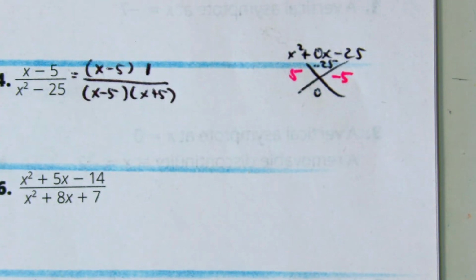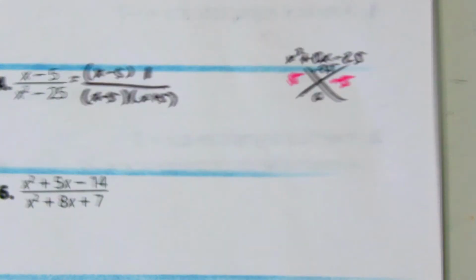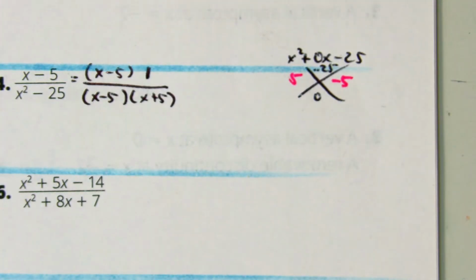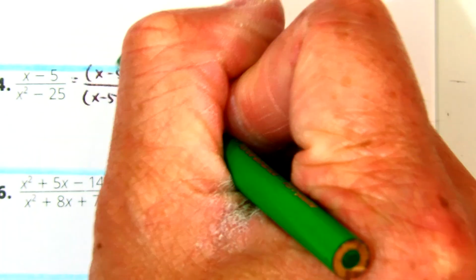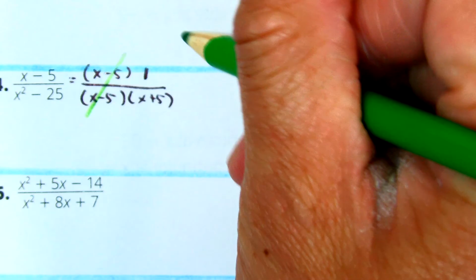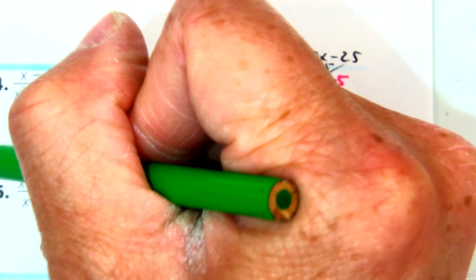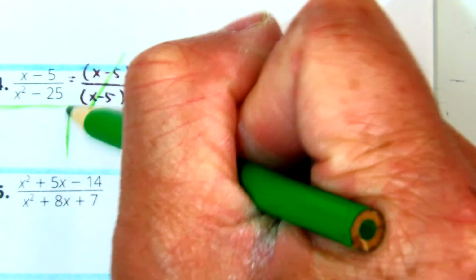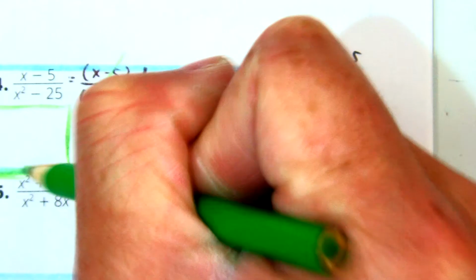You can what? You can cancel it out. And when you cancel that out, that's called a what? A removable hole.